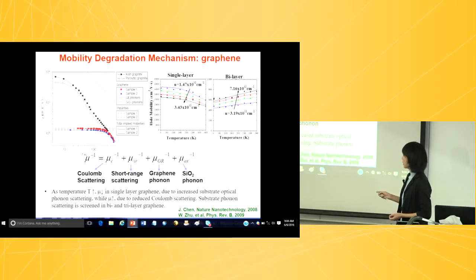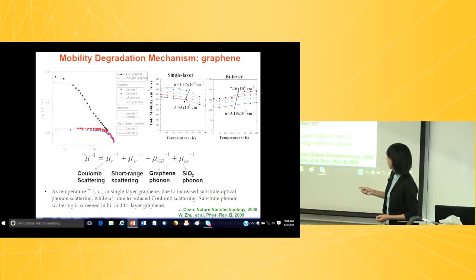For graphene, the phonon scattering can come from graphene itself. It also can come from the underlying silicon dioxide substrate. If you have a top gate, it can also come from the top gate dielectrics. So this phonon scattering, short range scattering, and Coulomb scattering will determine the mobility in the channel.